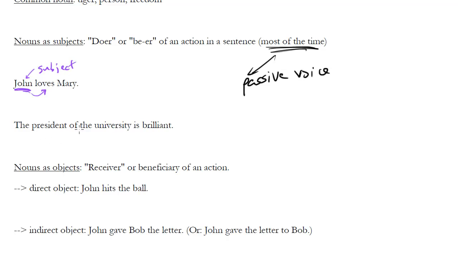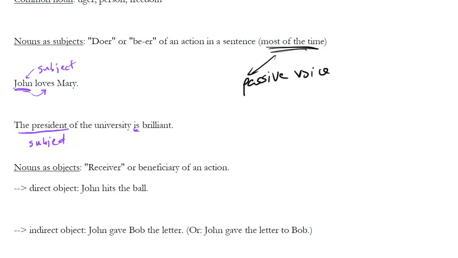How about this? The president of the university is brilliant. Well, what's the subject here? Who or what is brilliant? If you ever have issues finding the subject, ask the question, once you find the main verb, who or what is doing that action? So who is brilliant in this example? Well, it's the president of the university is brilliant, right? So the president, this is our simple subject. This is our subject right here.